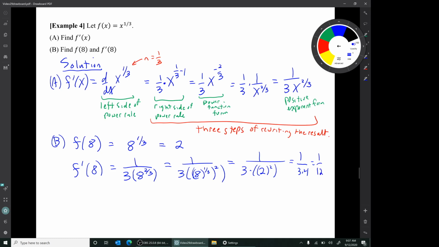So f of 8 is the number 2, f prime of 8 is the number 1/12. So here we used our facts about exponents and fractional exponents to rewrite the result. A lot of you might think that something like 3 times the quantity 8 to the 2/3 is something you would need a calculator to find the value of. But in fact, we can do this using basic arithmetic.